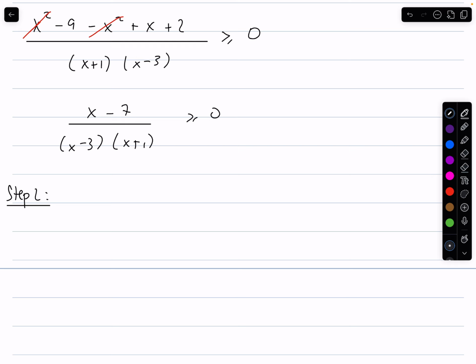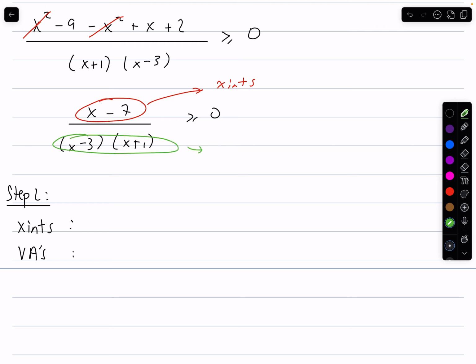Now, step 2, we're going to do something different. You have to identify the x-intercepts and the vertical asymptotes of this question. And I'm going to tell you why, because these are called critical points. The x-intercepts and the vertical asymptotes. How do we get the x-intercepts? How do we get the vertical asymptotes? The numerator is going to give your x-intercepts, and the factors in your denominator are going to be your vertical asymptotes.